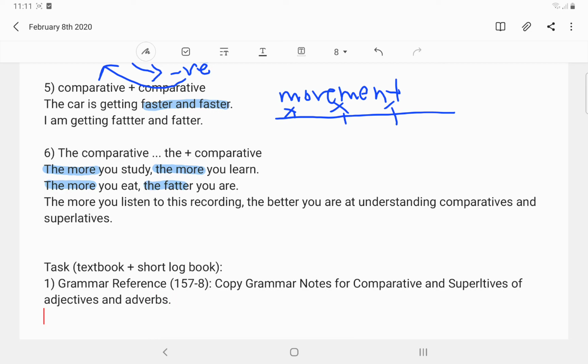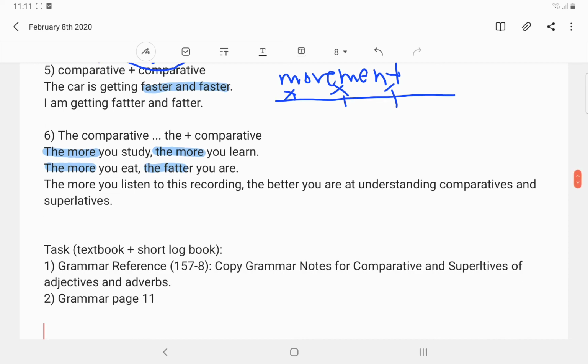Okay? And then the second task is that I nak you buat latihan sikit in your textbook, grammar, page 11. Okay, tu je. That's it.